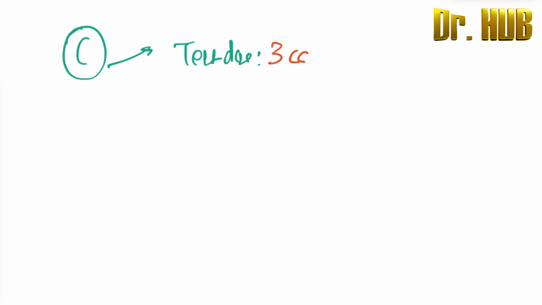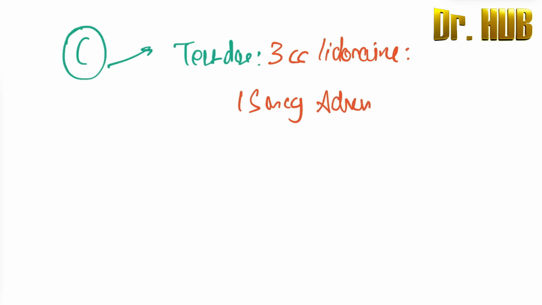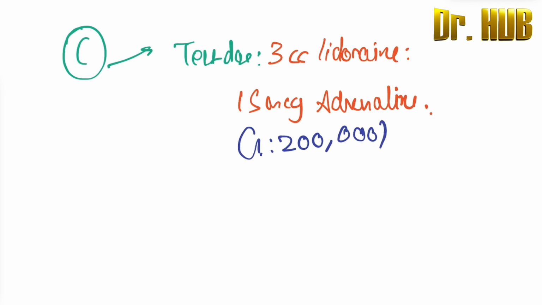Next, what are the methods to confirm epidural anesthesia? You do a test dose. This we already covered, so we'll just recap. The test dose is 3 cc of lidocaine combined with 15 mcg of adrenaline, which is about 1:200,000.